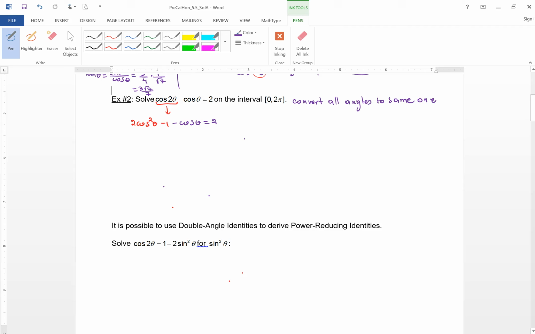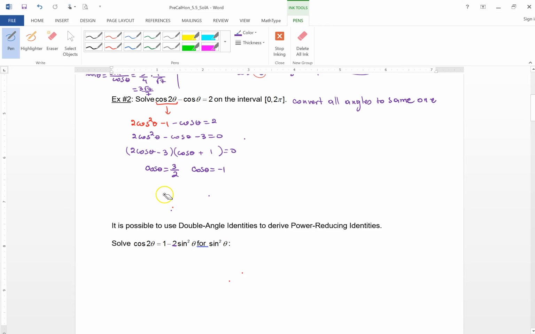So now what do I have? I bring everything to the same side. So I have 2 cosine squared theta minus cosine theta minus 3 is equal to 0. I'm going to factor: 2 cosine theta and cosine theta, and I have a minus 3 and a plus 1 equals 0. So cosine theta is equal to 3 over 2, and cosine theta is equal to minus 1.